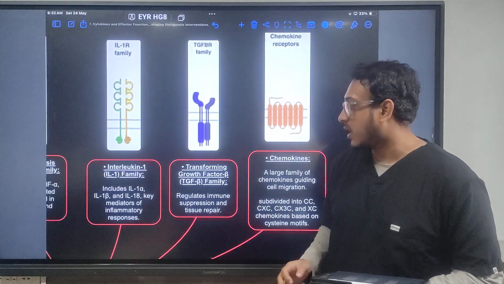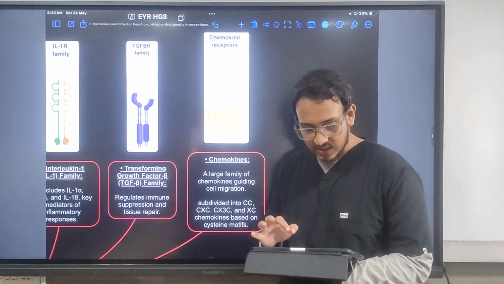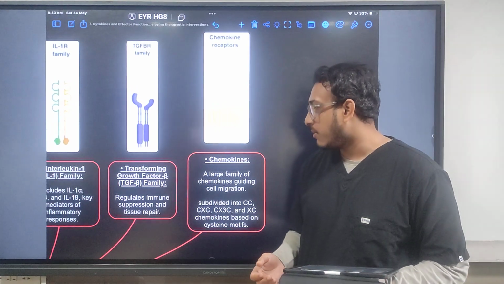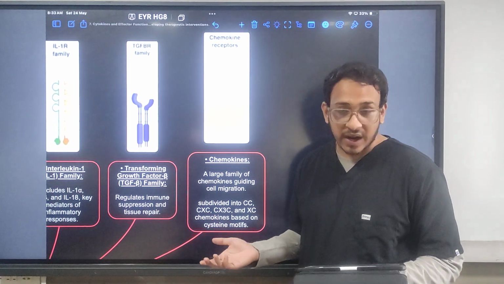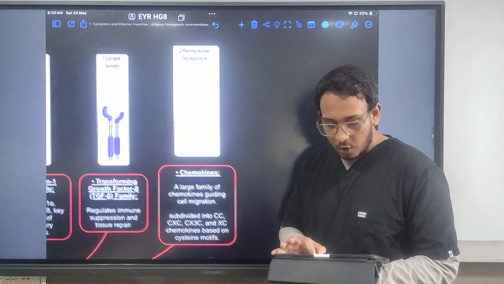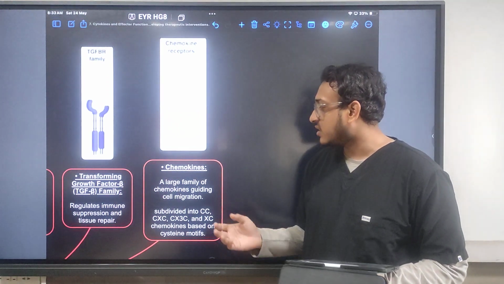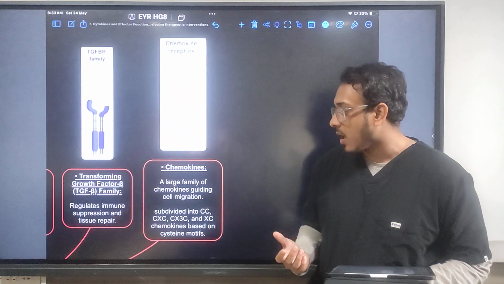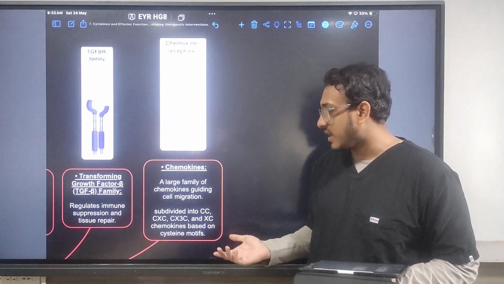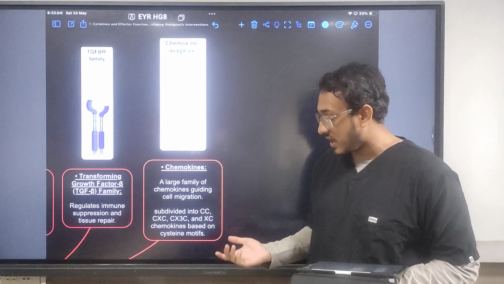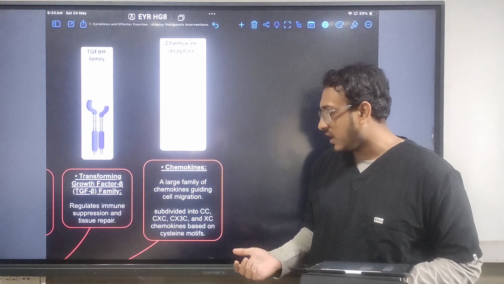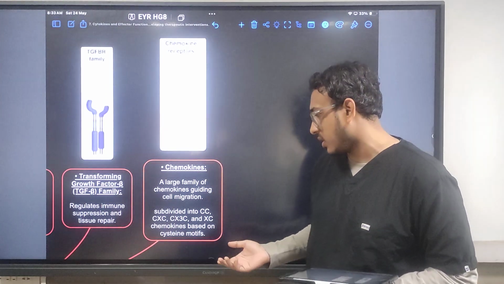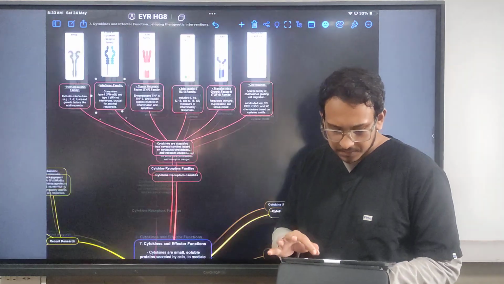Then there is transforming growth factor, the TGF beta family. This regulates immune suppression and tissue repair. Then there are chemokines. It is a large family of chemokines guiding cell migration. They are divided into CC, CXC, CX3C, and XC chemokines. So there are different types of chemokines based on the cysteine motifs.